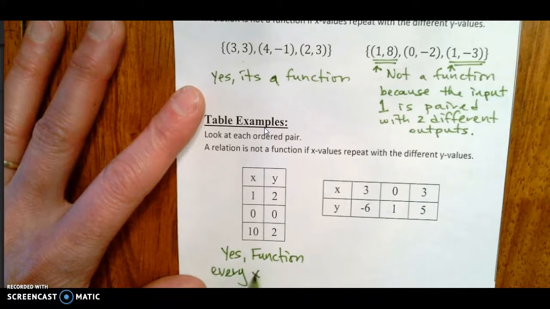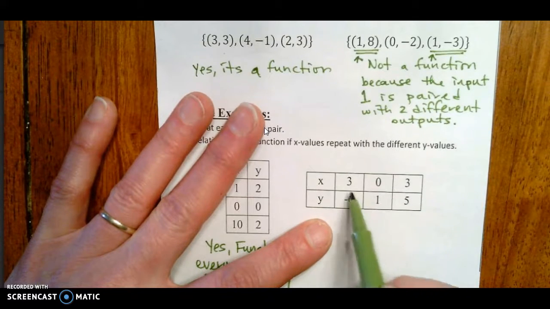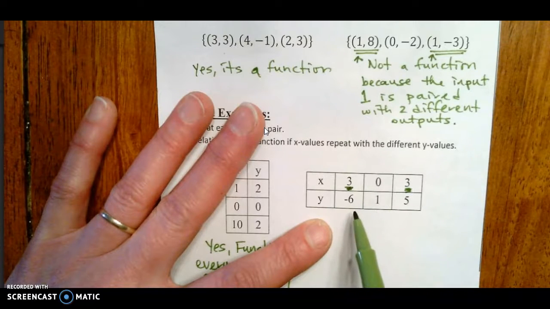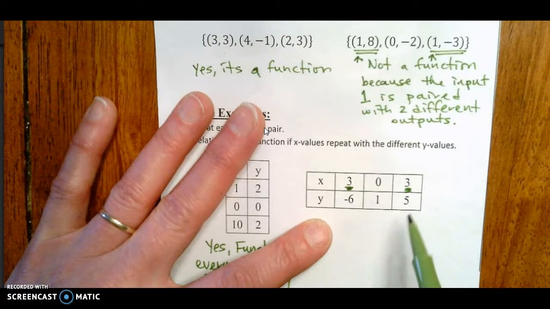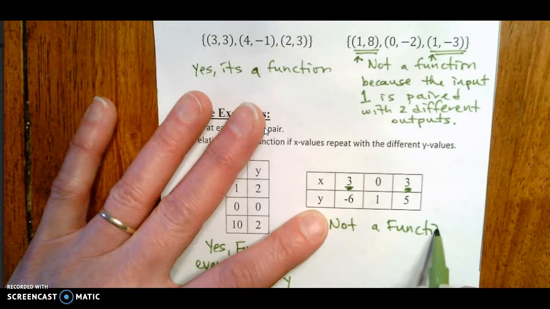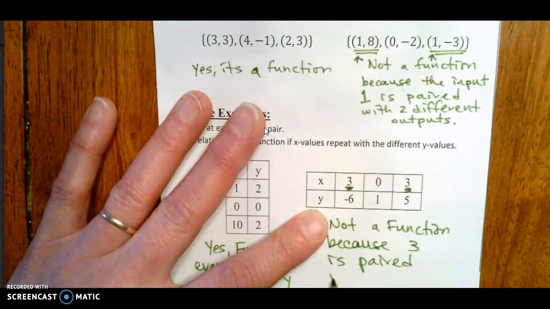Every x has exactly one y value. But over here, even though the table is listed horizontally, we see that we have an x value of 3. And over here, the 3 is mapped onto a -6. And down here, the 3 is mapped onto a 5. So this is not a function because 3 is paired with different y values.